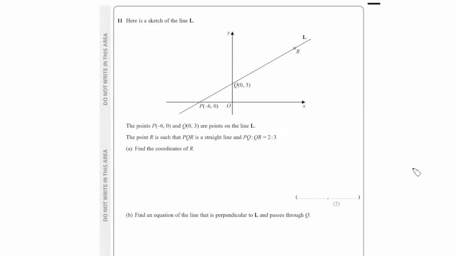Question 11, straight line graphs. So here is a sketch of the line L. The points P(-6,0) and Q(0,3) are points on the line L, as you can obviously see. The point R is such that PQR is obviously a straight line, and PQ to QR is 2 to 1, so that's kind of the scale of the distance. Find the coordinates of R.